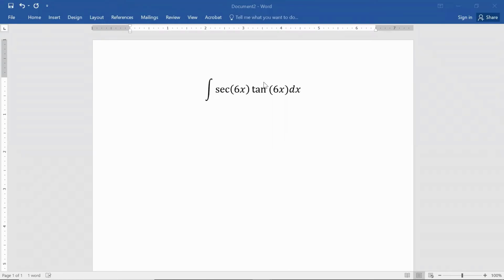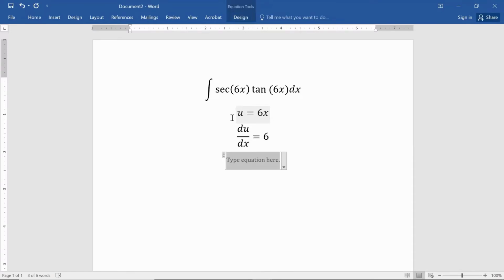We're going to do this the long way to begin with. We let u equals 6x. That means du/dx, the derivative of u with respect to x, is just the constant 6, which means du is equal to 6 times dx, or the way I'm going to look at it is 1/6 du can replace our dx.